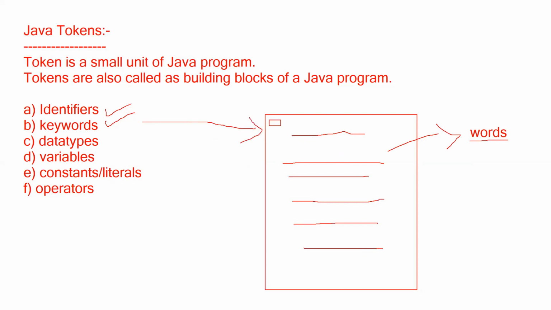A Java program is made up of some set of words, and those words we call identifiers and keywords. Keywords are the words provided by the language. Identifiers are the words given by you and me, or by any Java programmer on their own. All right. Now let us try to understand what identifiers are.